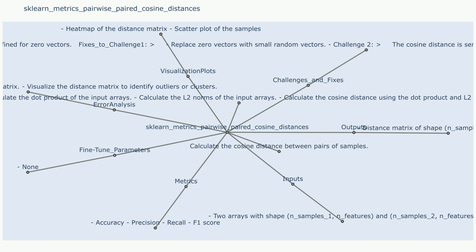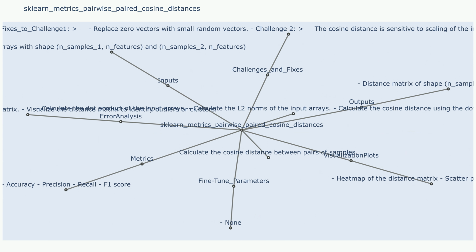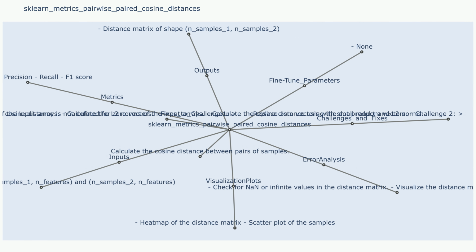Metrics: cosine similarity, a measure of similarity between two vectors, ranging from -1 to 1, with 1 indicating perfect similarity and -1 indicating perfect dissimilarity. Cosine distance, a measure of dissimilarity between two vectors, ranging from 0 to 2, with 0 indicating perfect similarity and 2 indicating perfect dissimilarity.